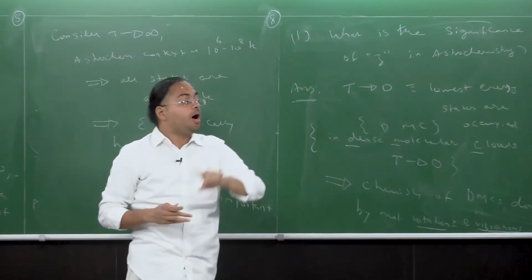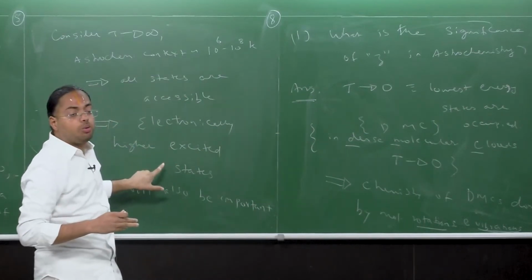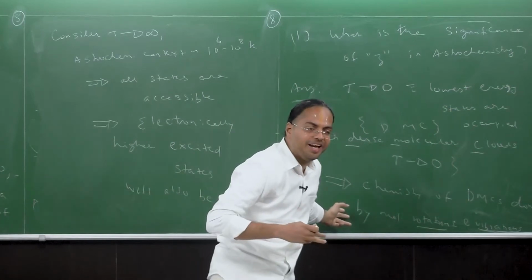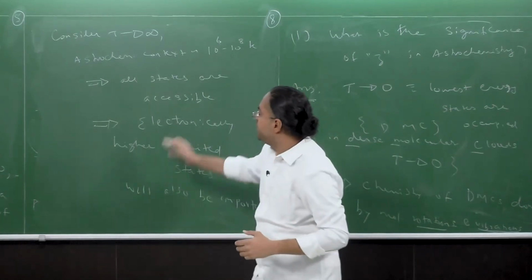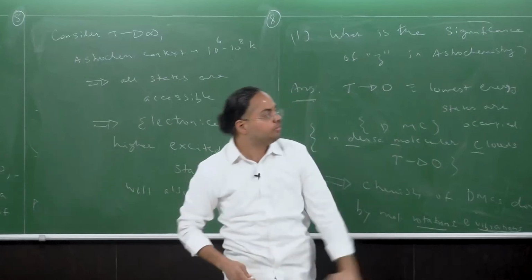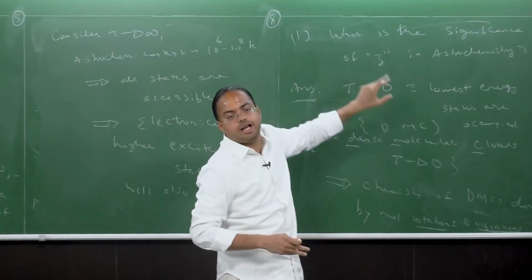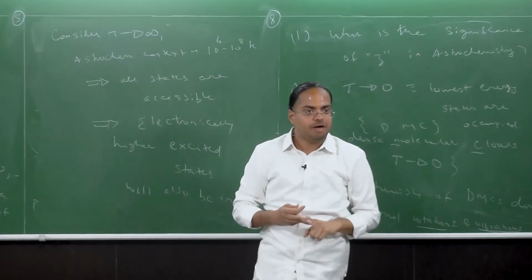Okay, but another fact is that just because you take into account the electronic excited states doesn't mean the vibrations and rotations could be ignored. They're also going to be playing a part along with the electronically excited states. So this is the relevance of your idea of partition function in astrochemistry. All right, are we clear?